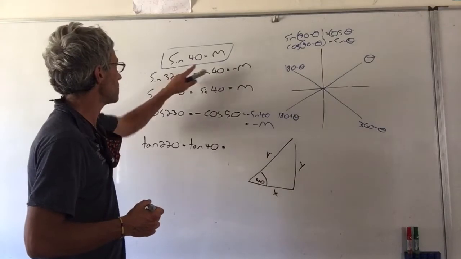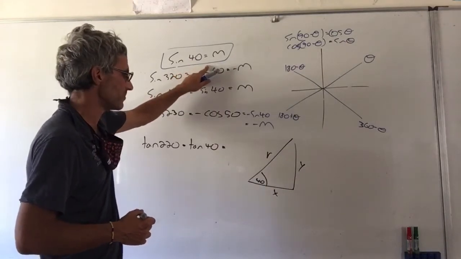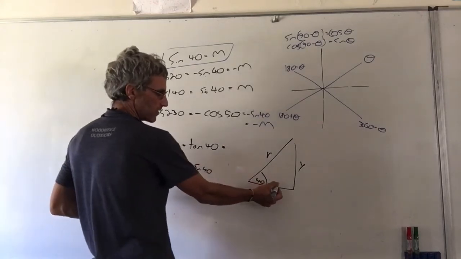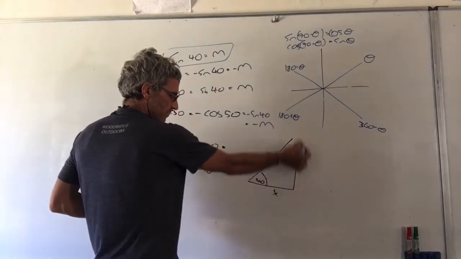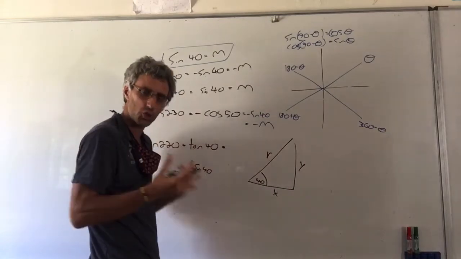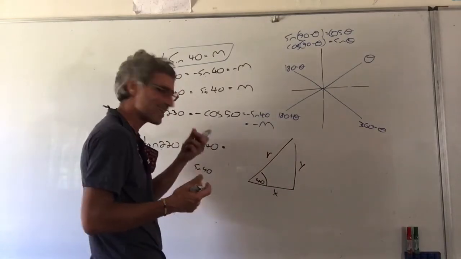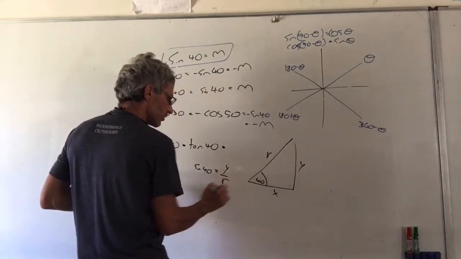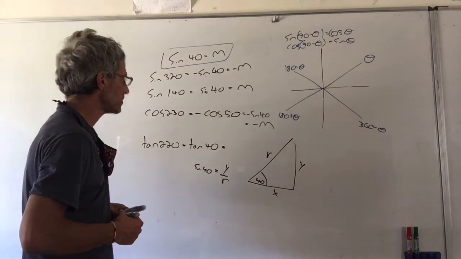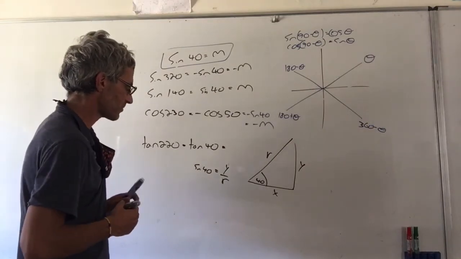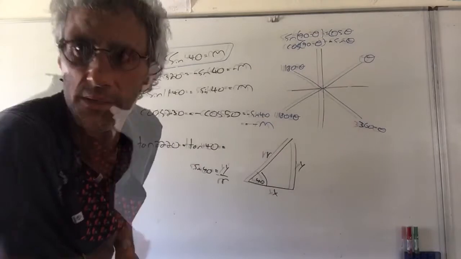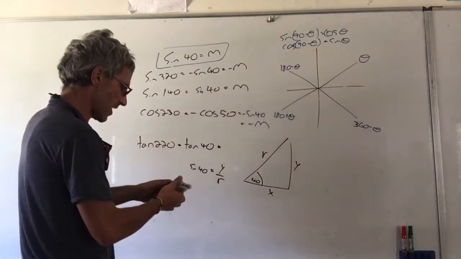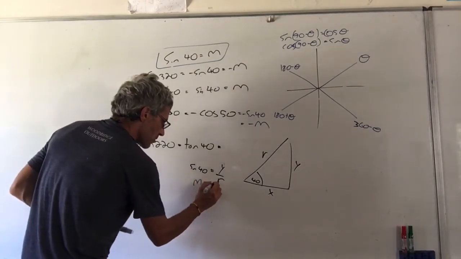Now you've got to look at what we've got here. Sine 40 is n. So what is sine 40? If I look at this triangle, it's opposite divided by hypotenuse. This should not be an effort for you, you should do it like this. So sine 40 is y over r, and that is equal to n. I'll just pause here. So I know that sine 40 is n, so I'm going to rewrite that as n equal y over r.